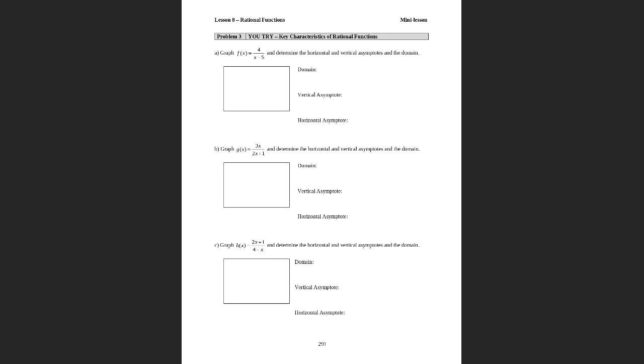For the U-try problem, it says you draw the graph, that is with a calculator, and then you find the domain. So first of all, let's find the domain. x minus 5 equals 0. So you move this here, you have x equals 5. Domain is all real numbers except x equals 5.